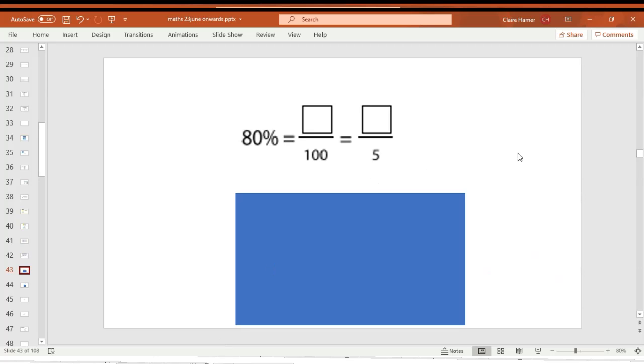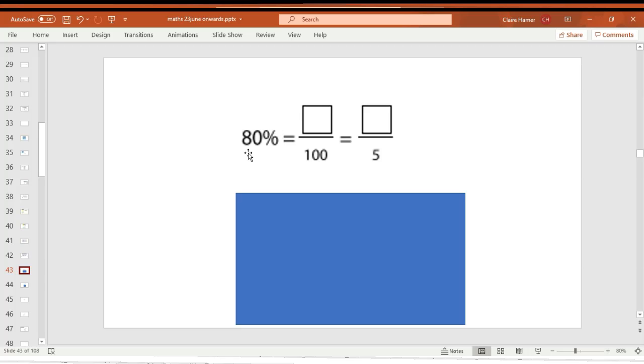Now, this can be a tricky question, but actually if you know your facts, it's absolutely fine. These types of questions appear in SATs papers and they also appear in secondary school. They're important to understand as well because they can help you in real life too.